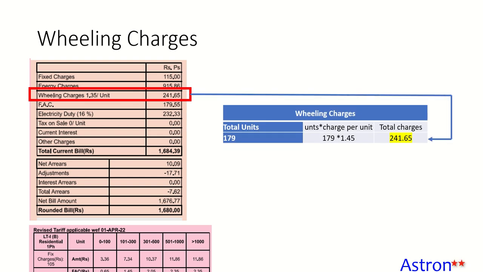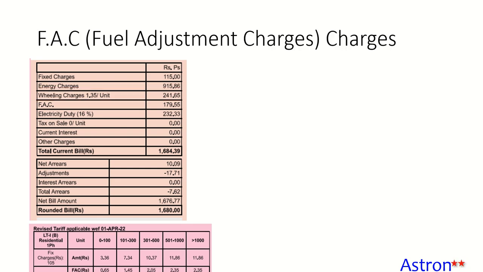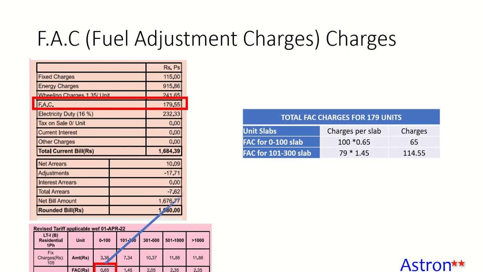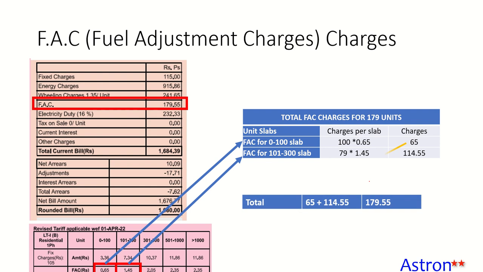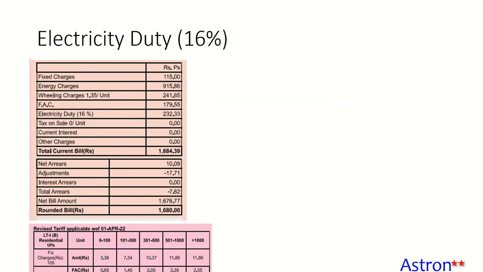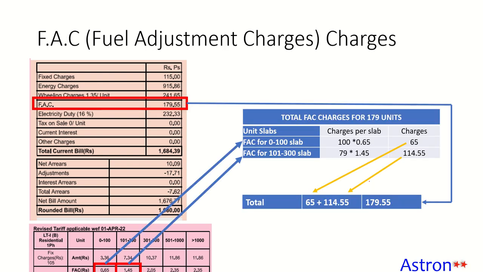Next charges are wheeling charges. These are fixed charges, 1.45 for every unit. This becomes 241.65 rupees. Another charge is the FAC, or fuel adjustment charges. These charges are also variable. For the first 100 units we are charged 0.65, and for the other 79 units we are charged 1.45, and these are our total charges, 179 for FAC.